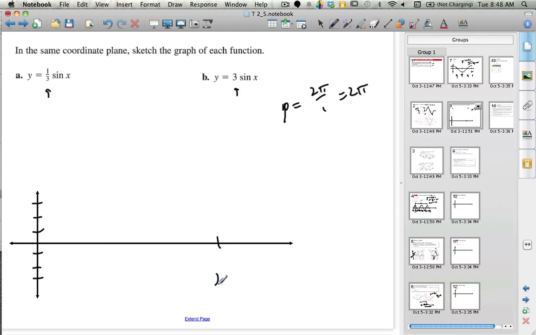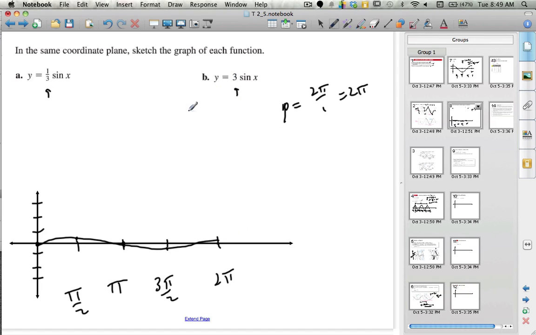So it's going to be 2 pi for each one of these. So let's say this is 2 pi. That makes this pi, 3 pi over 2, pi over 2. And first I'm going to graph this one. So it's a sine curve, so I start at 0, 0. Here I'm at the maximum, which is 1/3, then back to 0, then the minimum, which is negative 1/3, and then back to 0. So you see that this is a very, very flat graph.